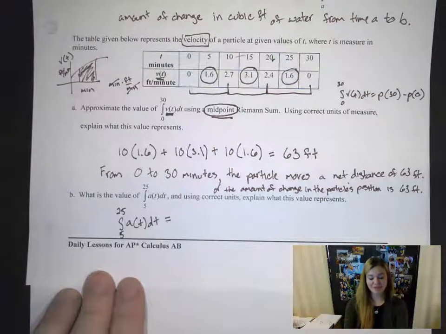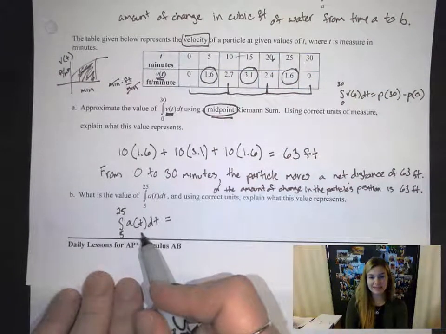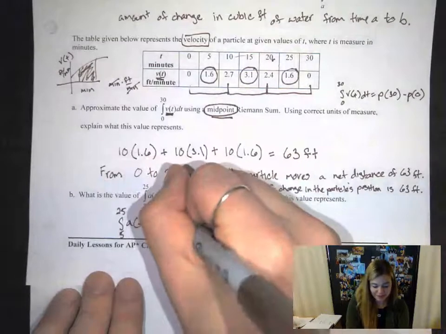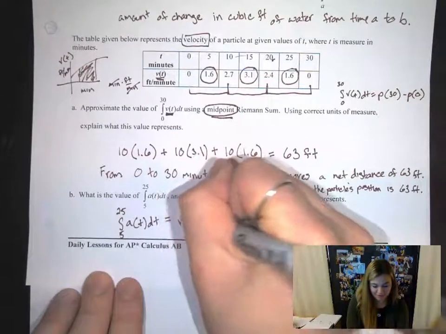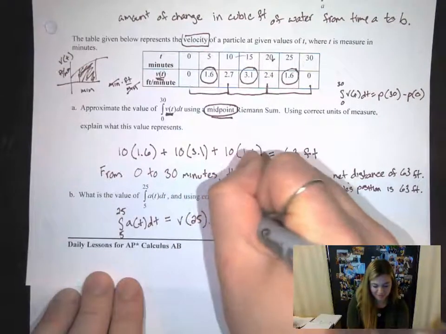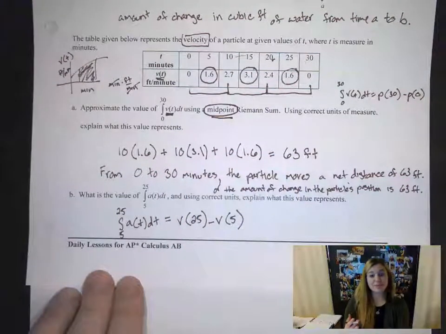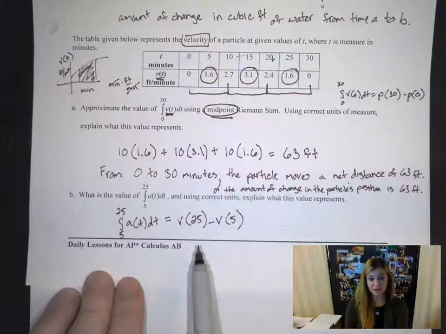An antiderivative of a of t. What's the antiderivative of acceleration? Velocity. You know, when we did the f of b minus f of a, according to the fundamental theorem of calculus, that's what's going on here.